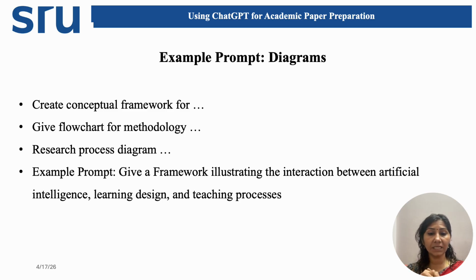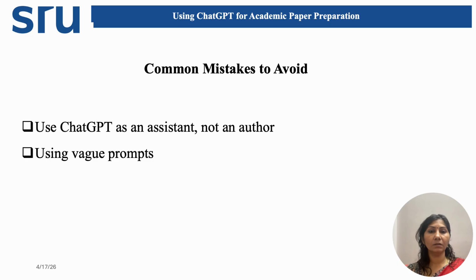For creating a conceptual framework, you can use it, and you can generate a research process diagram with the help of ChatGPT. For example, a framework showing AI integration in education. These improve the clarity and the quality of presentation of the paper also. For diagrams you have to give a different prompt, for tabulation a different prompt, and for getting the structure of the manuscript also a different prompt.